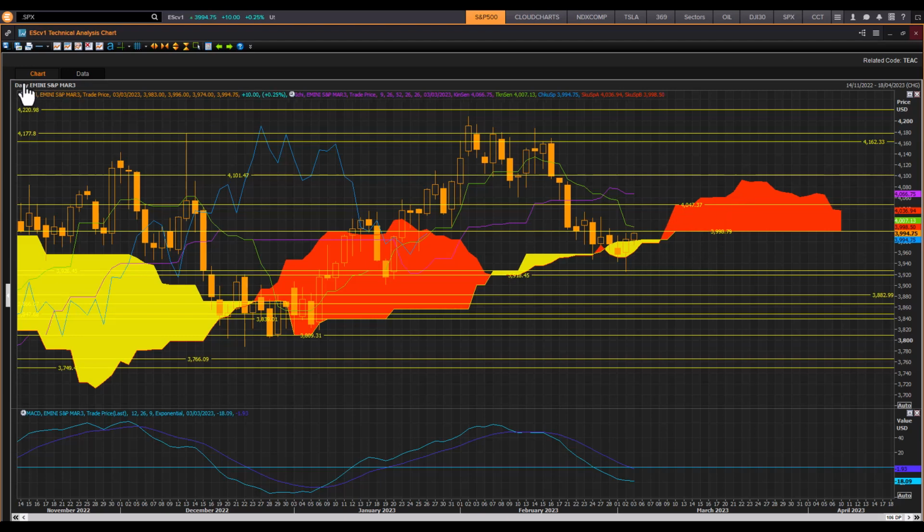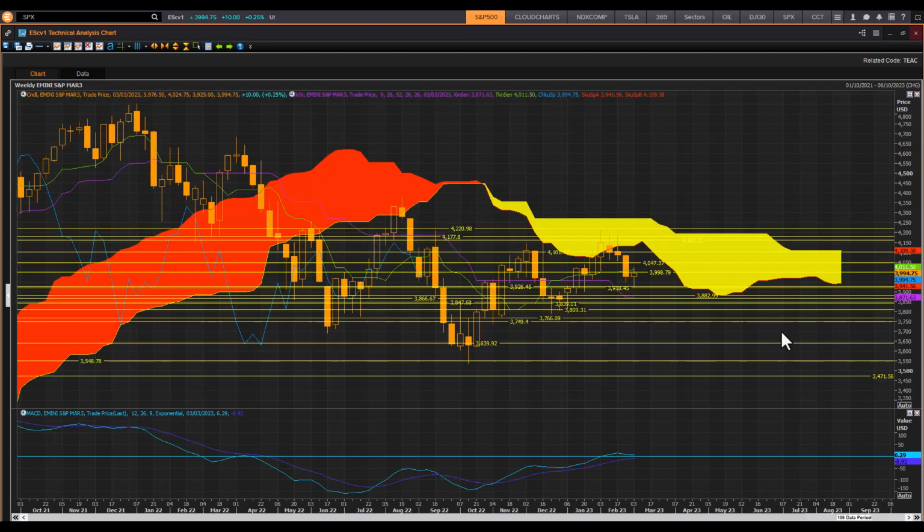Now turning to the weekly Ichimoku, you can see here the market's still stuck below the cloud, so that's overall bearish, and it's looking to find support at this cluster of front cloud support levels between 3918 and 3882. So those are the downside support zones.